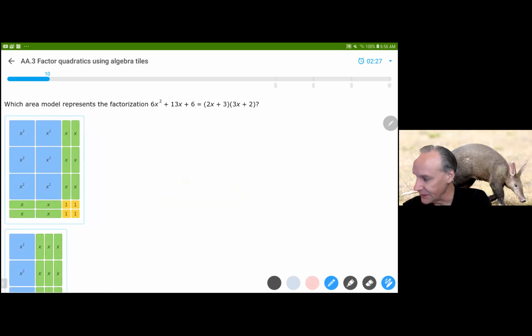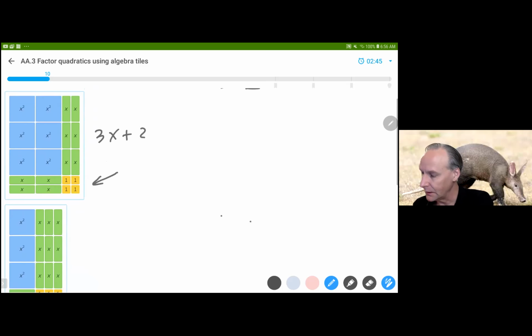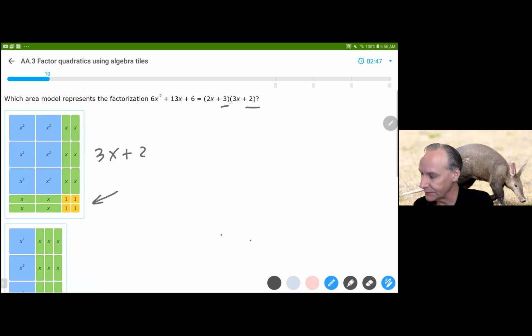So this one is going to be 2x plus 3. It's not the first one, that's for sure. This one is 3x plus 2, but the bottom one is not 2x plus 3, is it? Notice that 3 times 2 is 6, and there's only 4 units down there, so that's definitely not it. We're looking for 2x plus 3. Let me write it right here. 2x plus 3 times 3x plus 2.